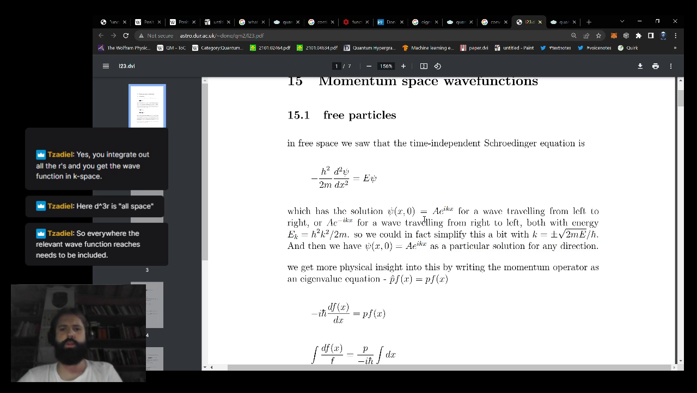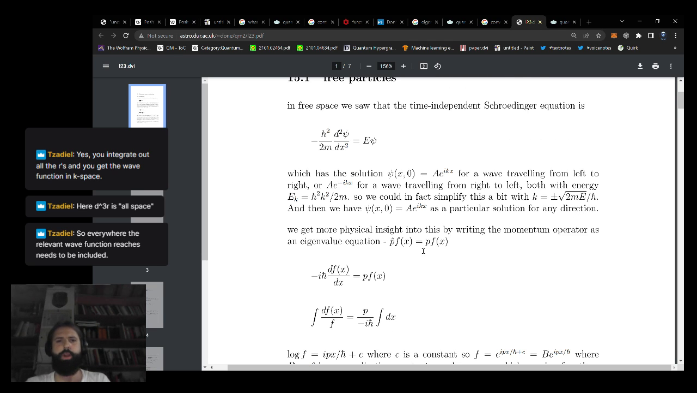We get more physical insight into this by writing the momentum operator as an eigenvalue equation. So you're actually just doing an equation and then deriving it from that. You're saying the derivative... what is f of x?